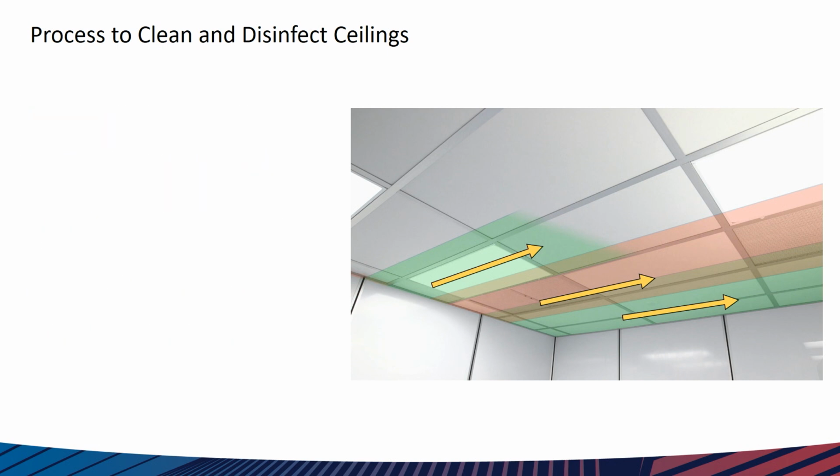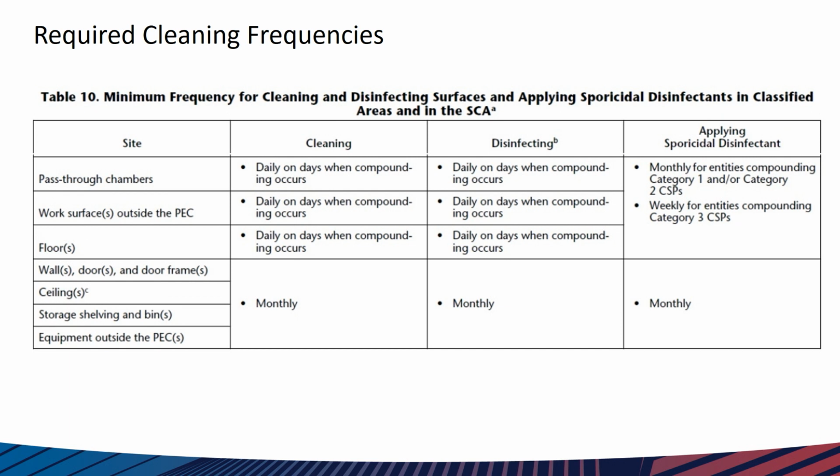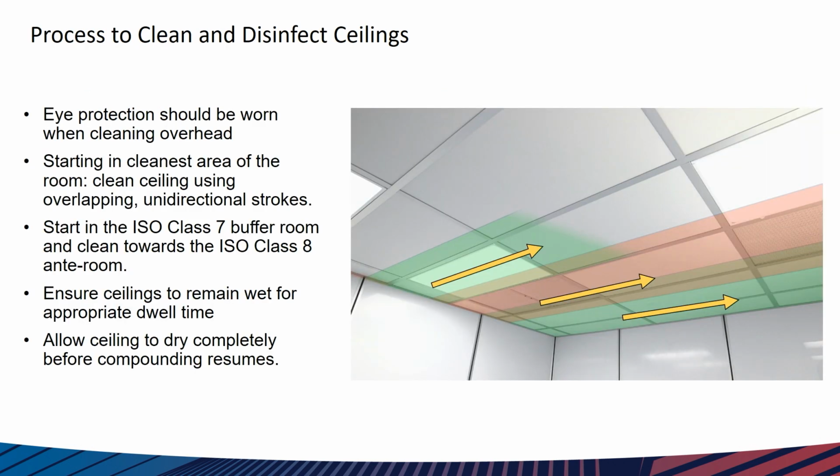I'm going to click back to this chart. Basically, the cheat sheet is that sporicide is monthly. If I'm only doing category 1 and 2, every single thing in my clean room has to have a sporicide put on it monthly. So our monthly clean, the thing we shall never call a terminal clean, our monthly clean, everything's a sporicide. That just sort of simplifies that process for us. All right, click back here.